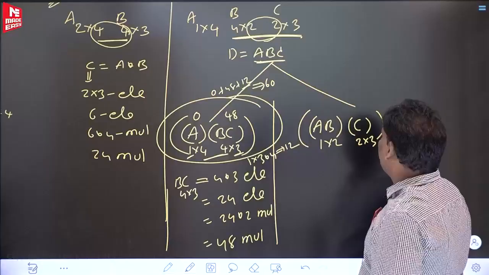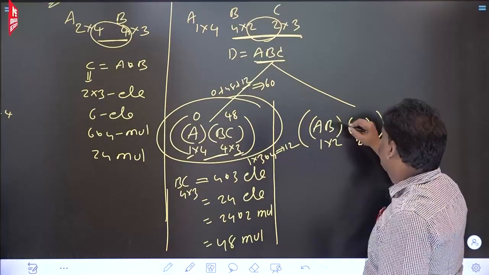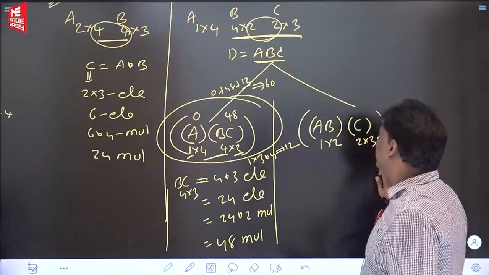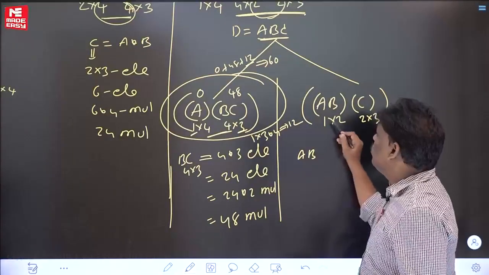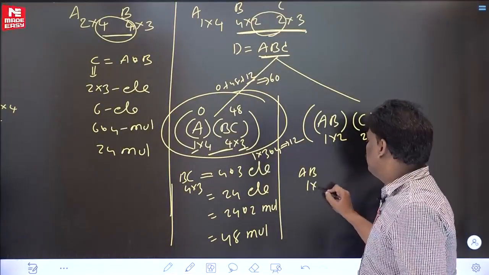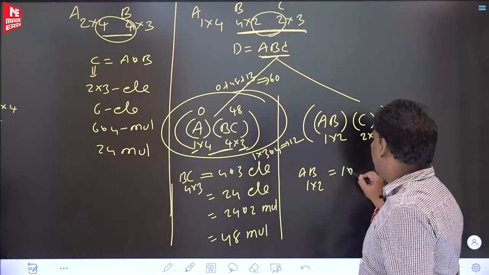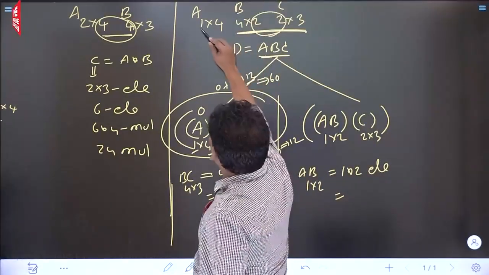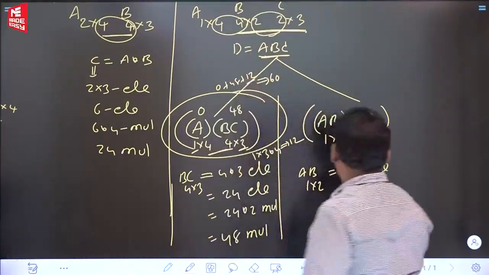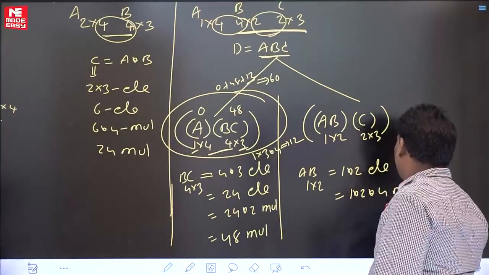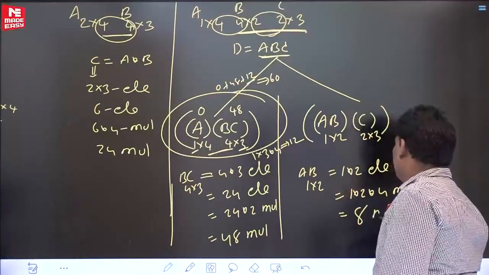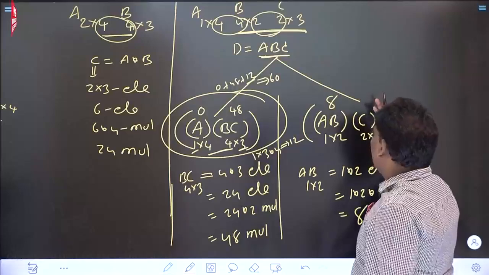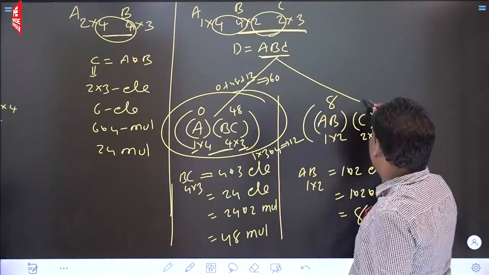Right, fine. Next one. Some people are asking: to do ABC, one more possibility is AB into C, it's okay, right? So AB and C. First of all, you have to get AB. Let me get AB here. What is the AB size? As you know, 1 by 2. So AB contains 1 by 2 elements, means 2 elements. Every element requires how many multiplications? Every element requires 4 multiplications. So 1 by 2 into 4 multiplications goes to 8 multiplications. So AB requires 8 multiplications. For AB into C, first AB is required, for that 8 multiplications. C: 0 multiplications.